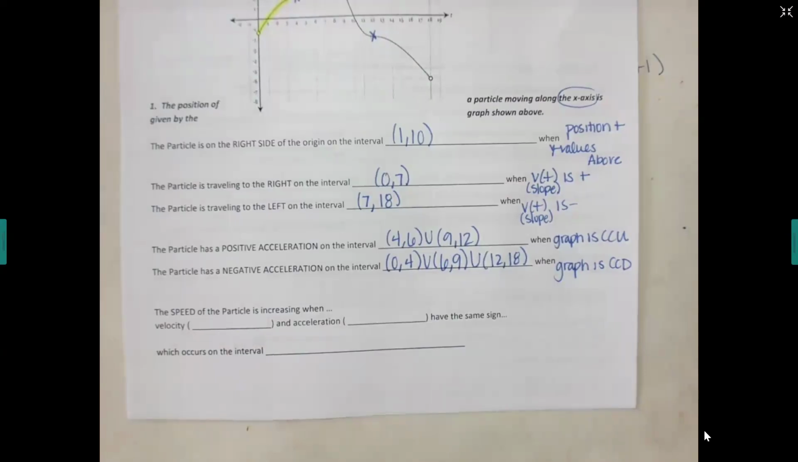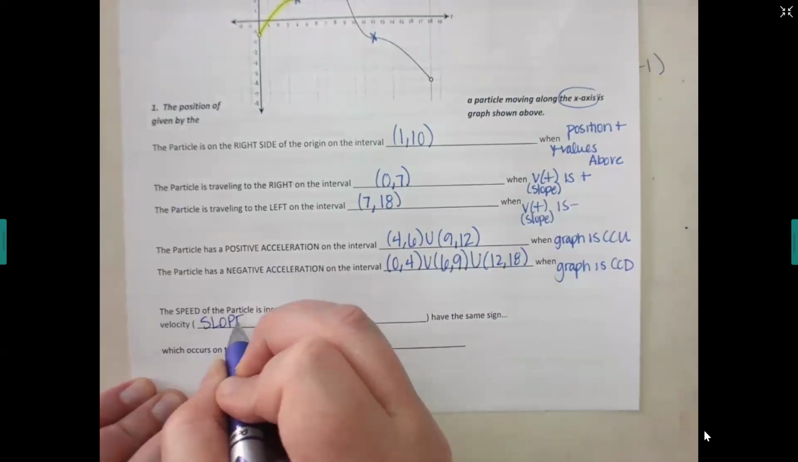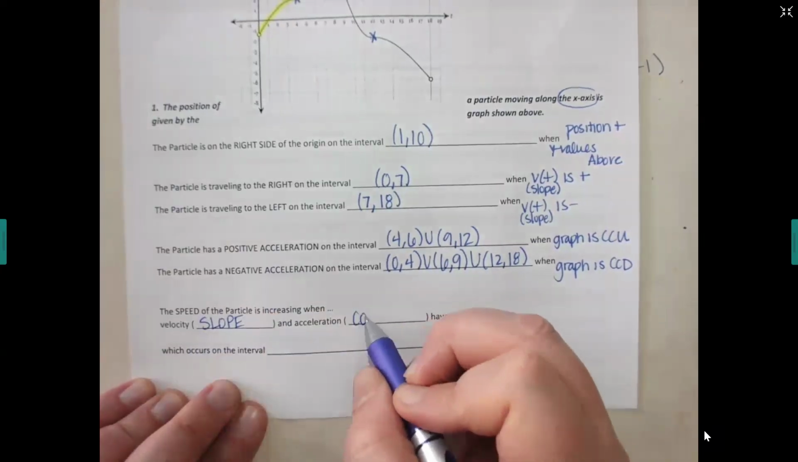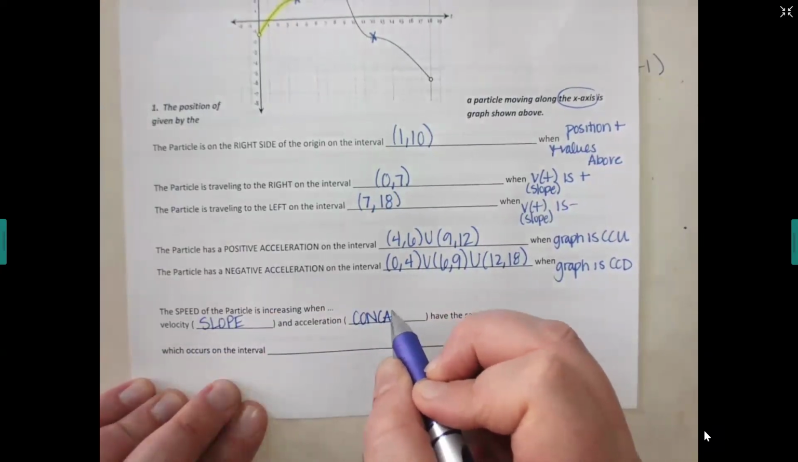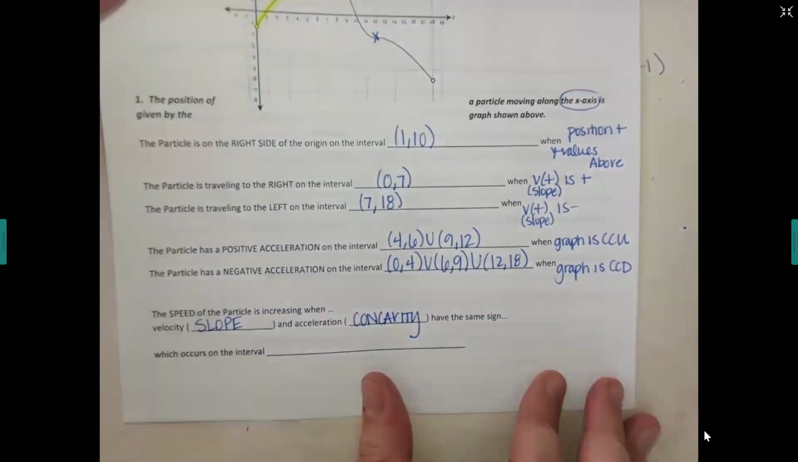Okay. Last new thing we added last time was we talked about speed. Remember that a particle is speeding up when velocity and acceleration have the same sign. But now we need to think about what features represent velocity and acceleration on a position graph. So velocity is the what? Slope. And what is acceleration? Concavity.